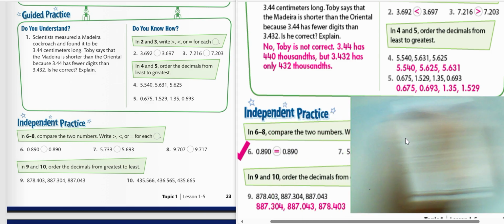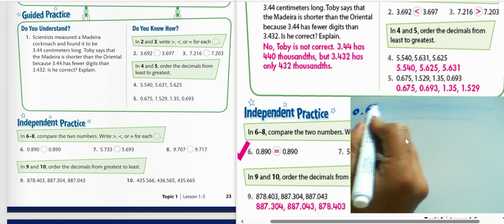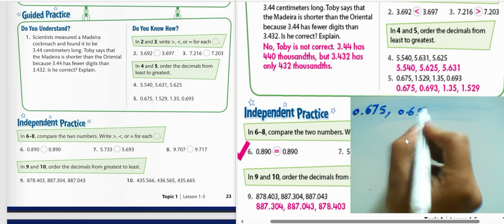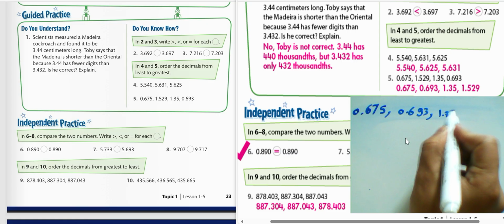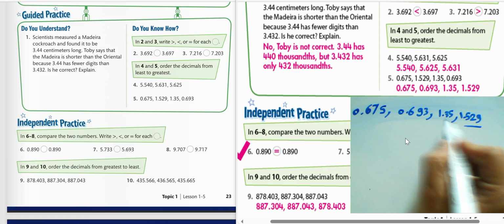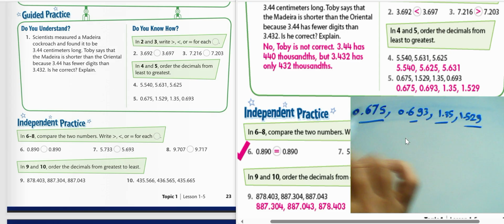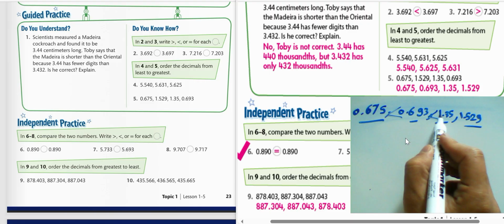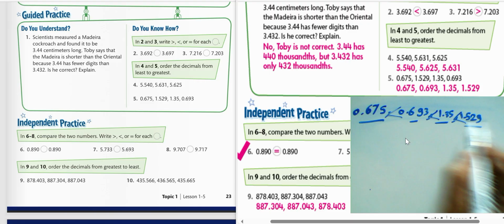Okay, 0.675, 0.693, 1.35, 1.529. Okay, we can compare between two numbers from the smallest here. 6, 7, 6, 9: 0.675 is less than 0.693, and 0 is less than 1, and 1.35 is less than 1.529.